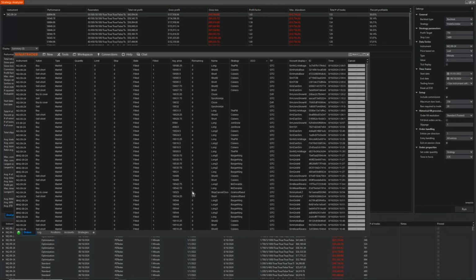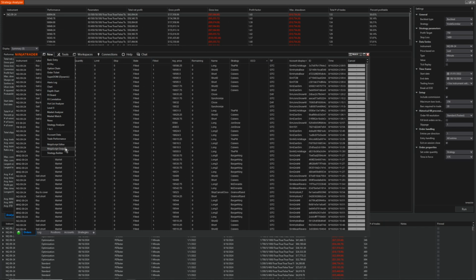All right, so to get to the backtest, first of all, you're going to go to New, come down to Strategy Analyzer, and then that's going to bring up the screen that I have behind me. First, I'm going to go over backtesting, and then I'll go over optimizing.